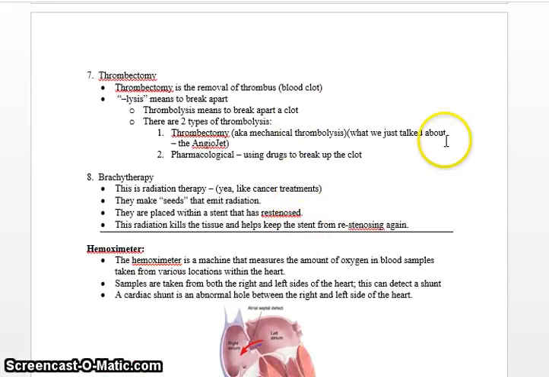Moving on to thrombectomy. So this is the removal of thrombus. And remember, thrombus is blood clot. Lysis means to break apart. So you need to know that suffix. Lysis means to break apart. So thrombolysis means to break apart a clot. So there are two types of thrombolysis. There is thrombectomy, which is also known as mechanical thrombolysis, the AngioJet. And then there's pharmacological, which is using drugs to break up the clot.